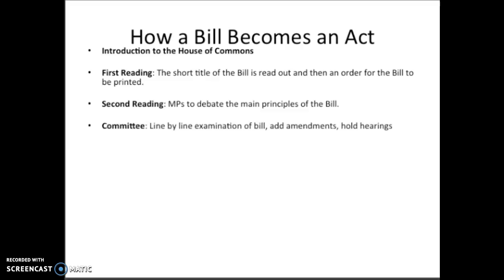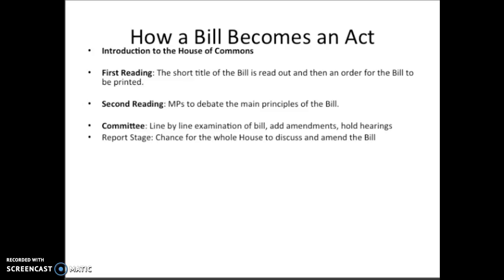And then, like in the U.S. how a bill becomes law process, a bill is going to go to committee where it's going to get marked up, and there's going to be a line-by-line examination of the bill. Amendments are going to be added to it, and they're going to hold hearings like we hold hearings in our U.S. Congress. And then you go into the report stage, and this is a chance for the whole House to discuss and amend the bill. So if you think about it, that's very similar to our process.